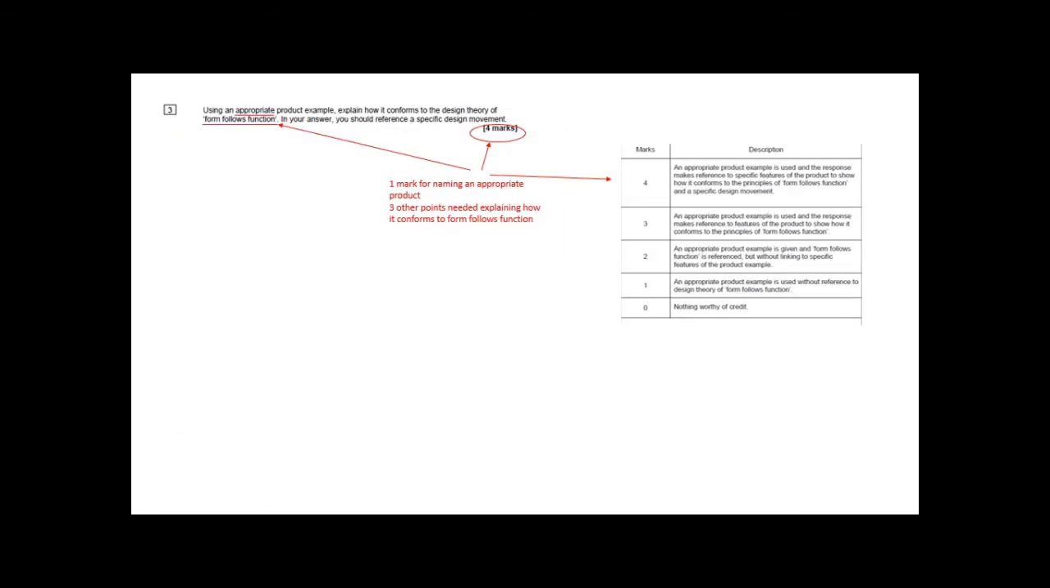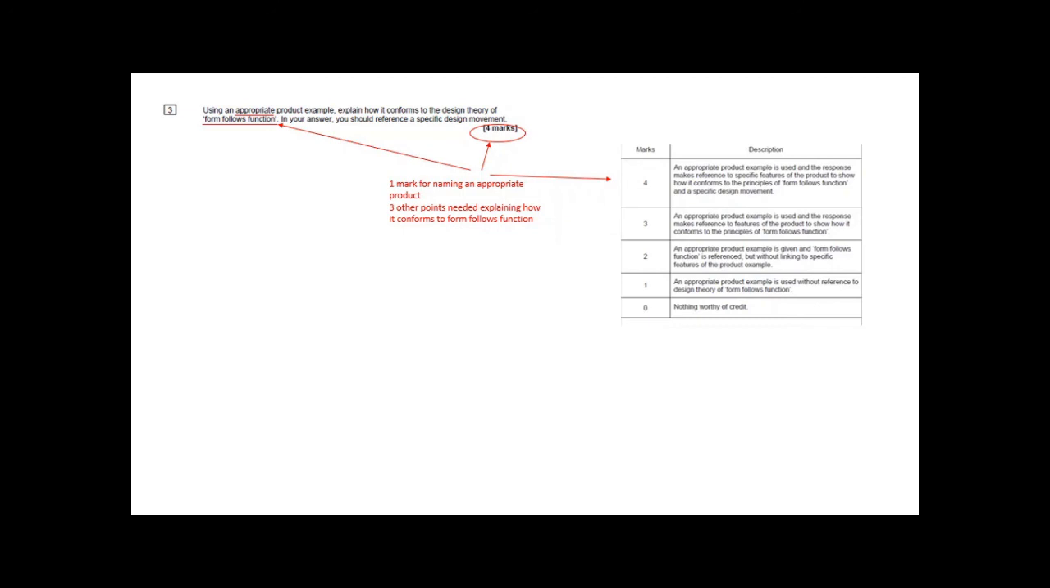So next question. This is a 4-mark question. This is now getting to a smaller answer question. Using an appropriate product example, explain how it conforms to the design theory of form follows function. In your answer, you should reference a specific design movement. If you've already looked at the design movements video, hopefully this will be fresh in your mind, but this is an example where it's giving you a design belief of a specific design movement or a design school, but it hasn't told you what it is. So this is where you're going to need to draw on some previous knowledge.